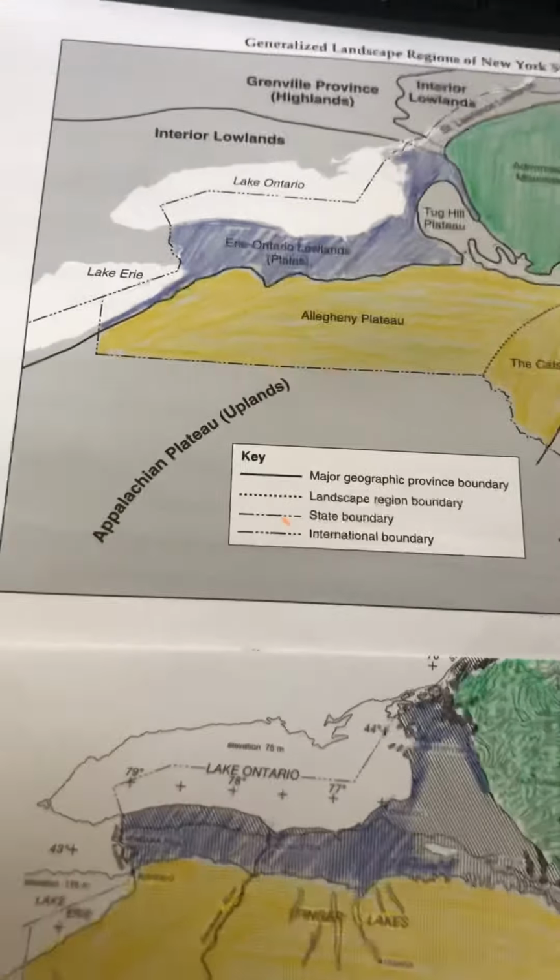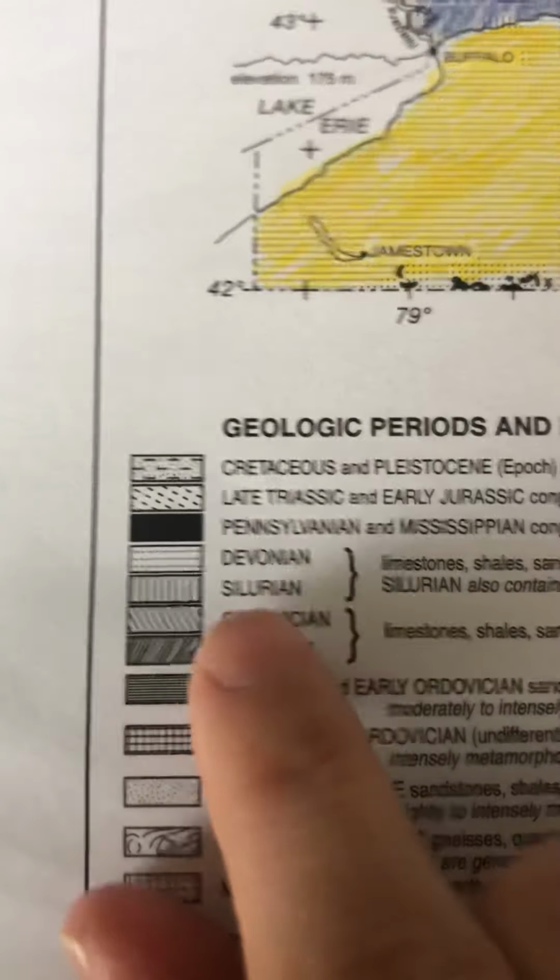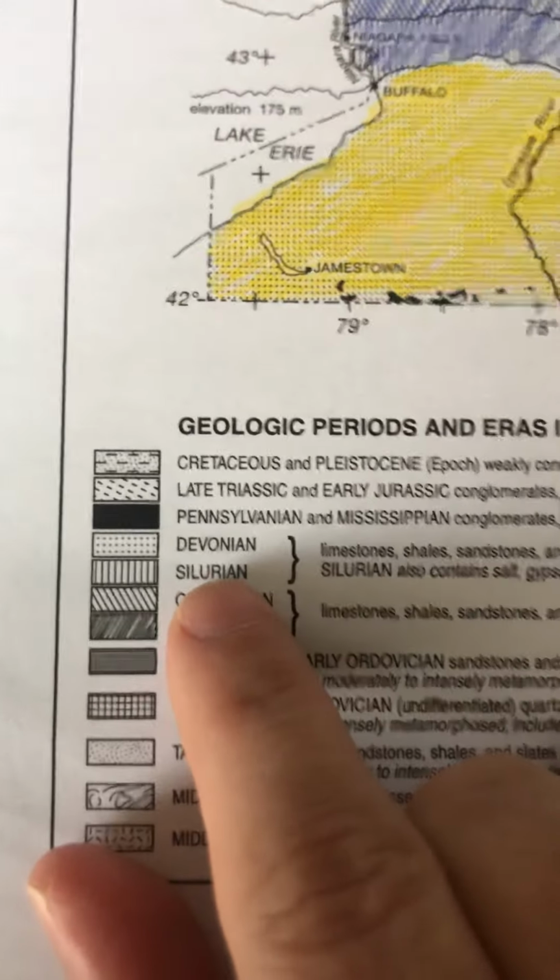So let's look at this area here in Rochester. Rochester is right below Lake Ontario. So if I go up and let my fingers do the walking, I know that I'm in the Erie, Ontario lowlands, which is a plain. Now, if I go back down to Rochester, I notice that the code for Rochester is these little straight up and down stripes. When I go to the bottom of the page here, I find those same up and down stripes here. Now, some things are so old, they don't have a number.